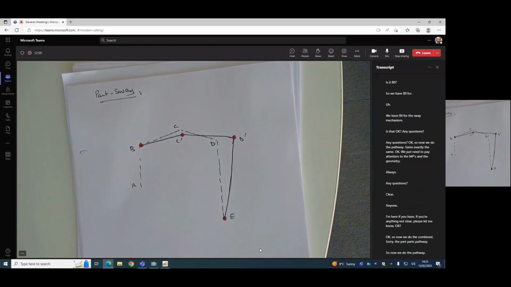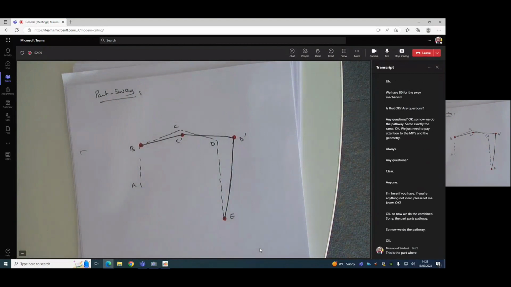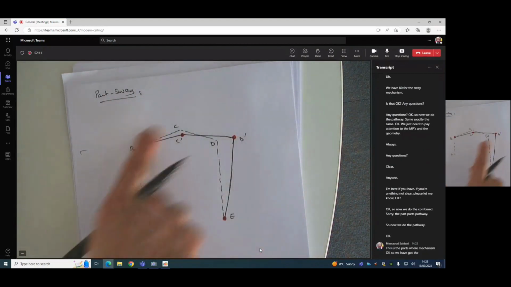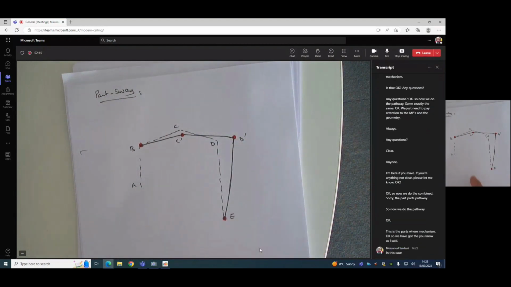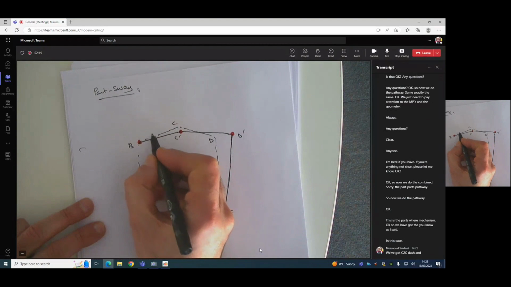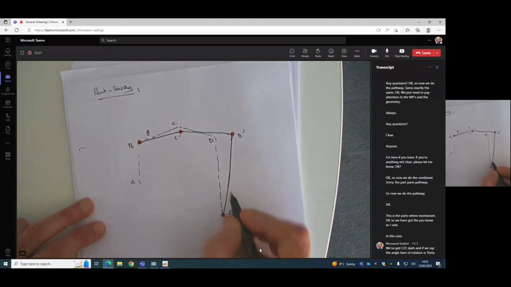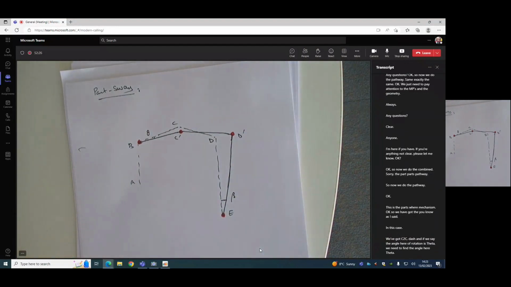Okay. This is the pathway mechanism. As I said, in this case, we've got C to C dash. And if we say the angle of rotation here is theta, we need to find the angle here, beta, as a function. Okay.